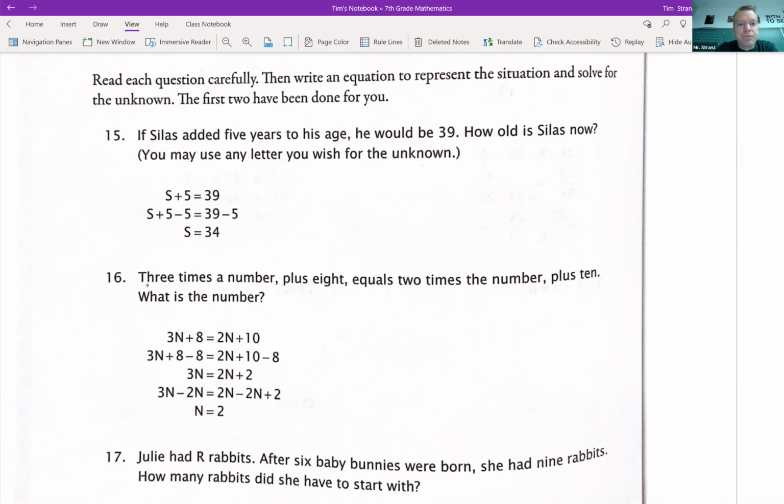Okay, so if Silas added 5 years to his age, we don't know what his age is yet, so that represents S. But if he added 5 years to it, he would be 39. Solving that, you can see it's 34.